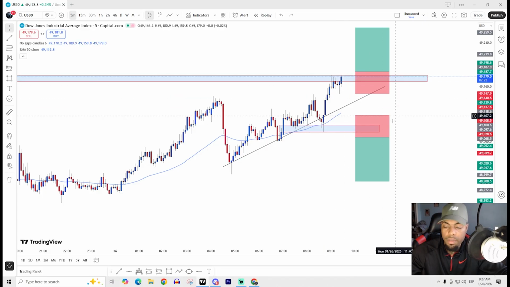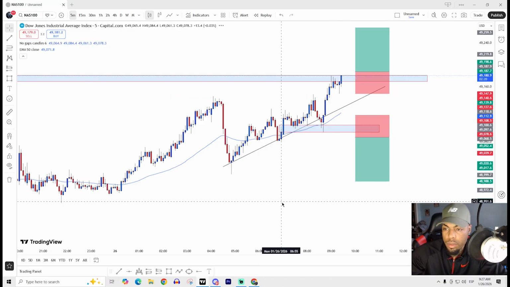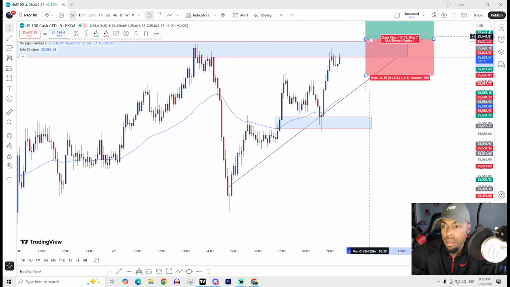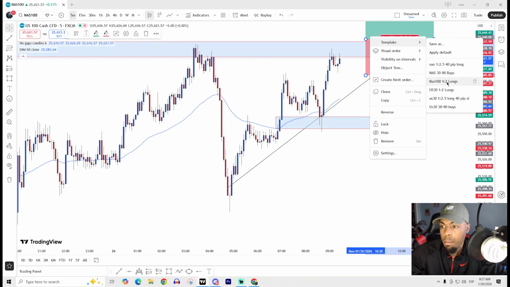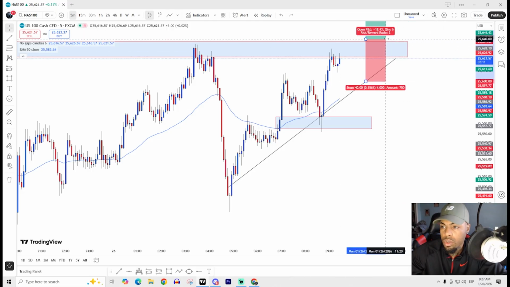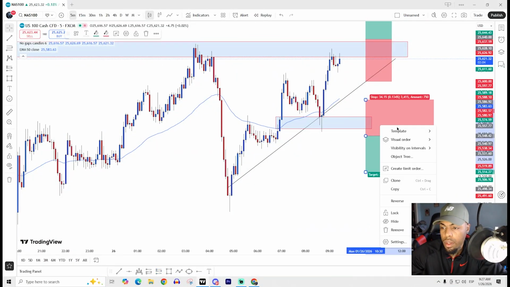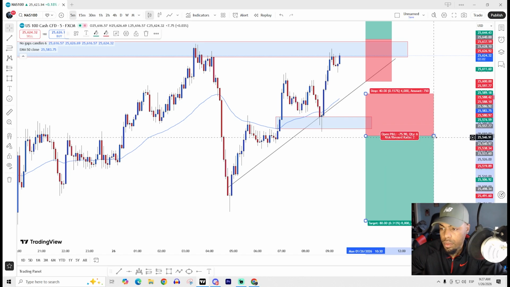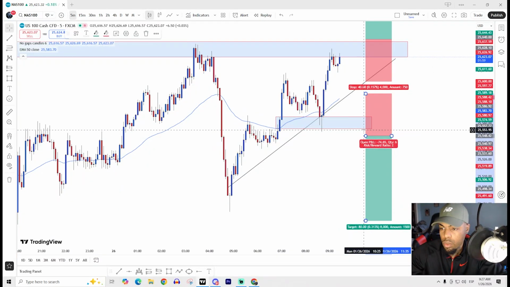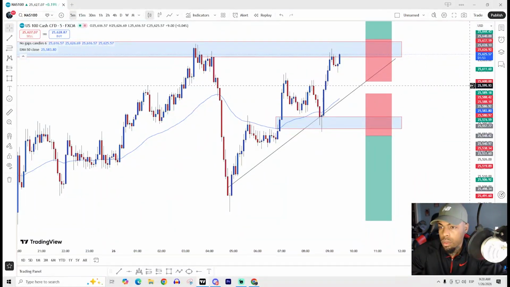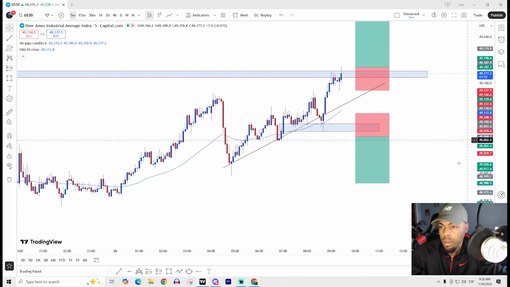Now, if this breaks, it invalidates it, and I will have to wait for newfound support, but hopefully it doesn't do that. It looks like it's about to do that, so I might just try to be patient today. Obviously, you guys know that if I do see a setup, though, I will take the setup. You know, patience goes out the window when I see something playing out. So if I see a setup, I will take the setup. Like right there.